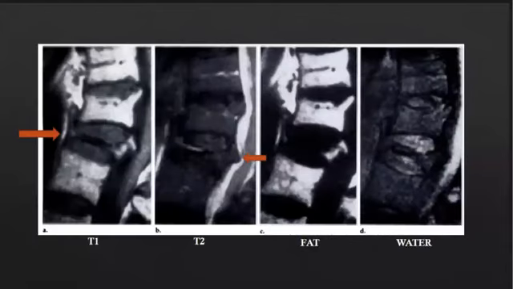Here, MRI in a patient with chronic benign compression fracture. We can see that T1, T2, fat, and water images show normal iso-intensive signal intensity marrow in the severe chronic vertebral body fracture. The posterior border of the benign compression fracture is sharply angulated.